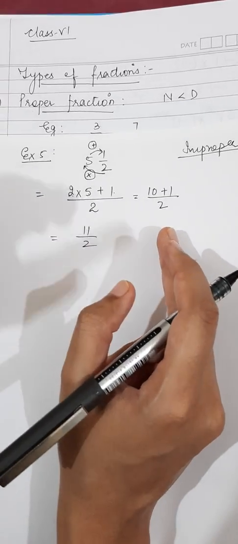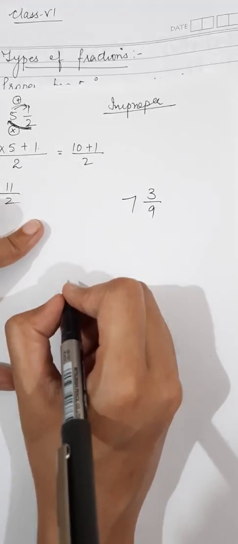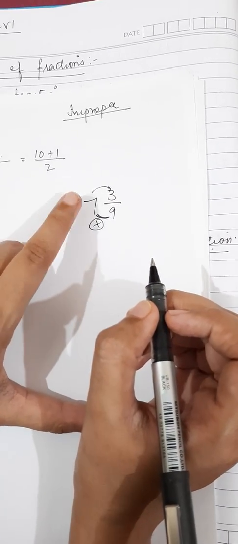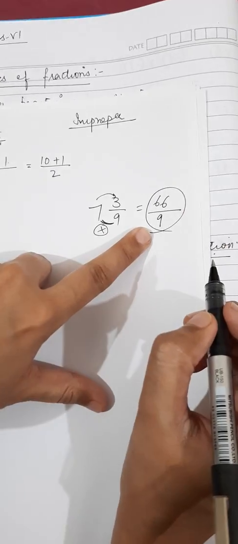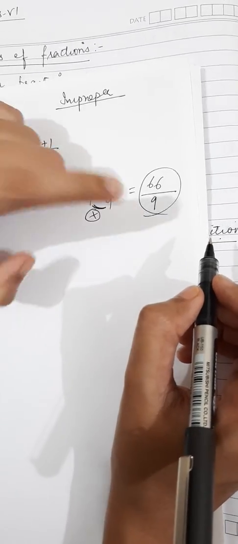So you just have to do one thing. Multiply these two and then add the numerator. Right? 7 3 upon 9. What are you going to do? Multiply these two and then add in that 3. 9 7s are 63. 63 plus 3, 66. And the denominator will remain the same. So this is going to be your improper fraction. You can see that your numerator is greater than the denominator.